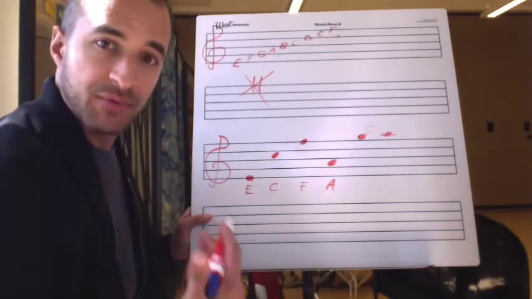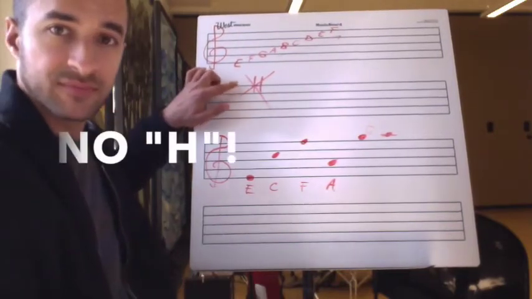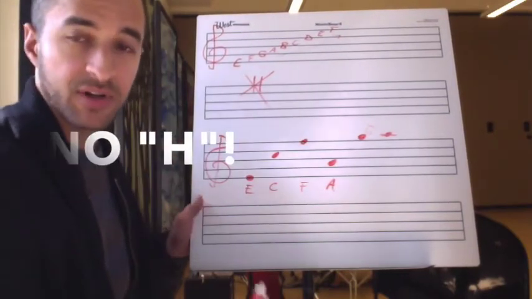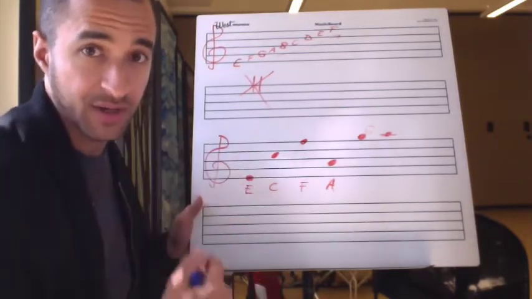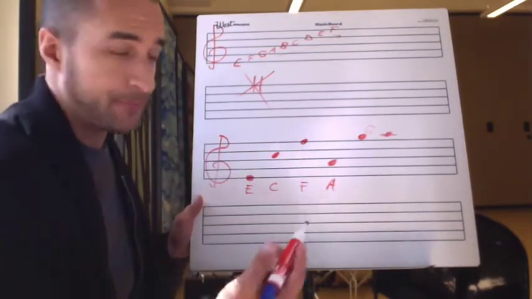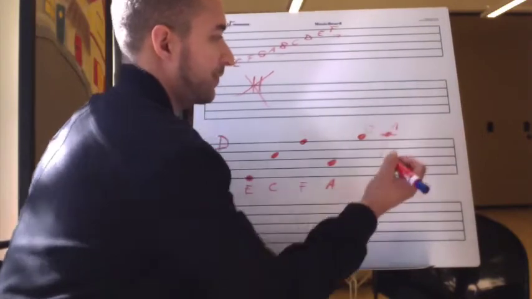And we know that going up through the alphabet we don't use H or above, so we're going to go back and start over again with our alphabet, which is A. So this is an A.